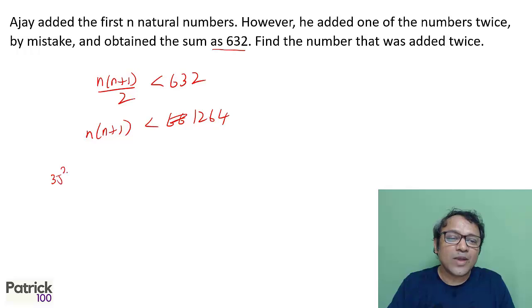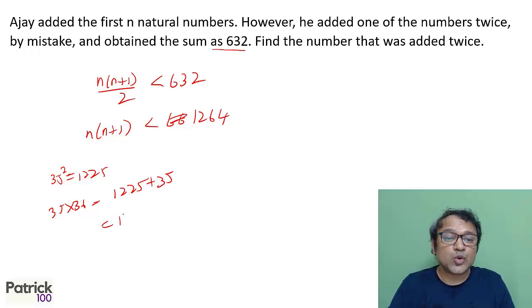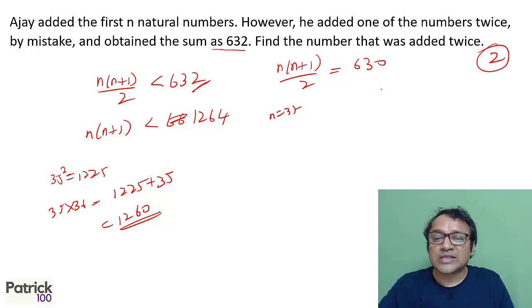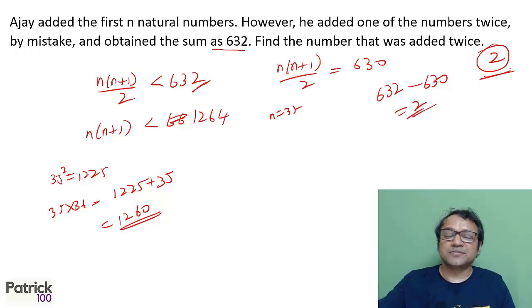I know 35 square is 1225. 3 4s are 12 and 25. So 35 into 36 will be 1225 plus 35, which is 1260. That means n into n plus 1 upon 2 will be 630 when n is 35. That means the extra number which is added twice will be 632 minus 630, which is 2. So 2 is the answer.